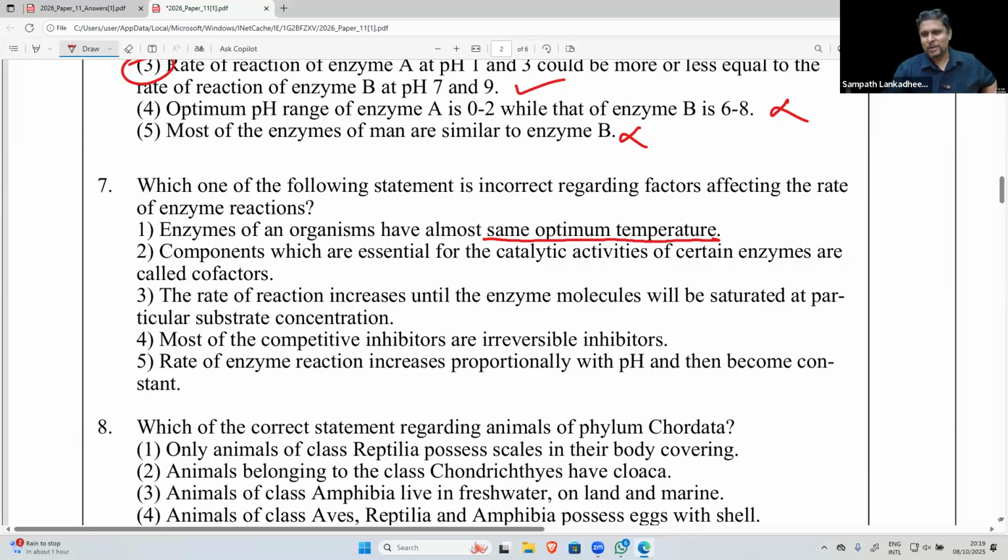Normally, if you take human beings, we maintain a 37 degrees Celsius body temperature. So which of the following statements is incorrect? I'll take the first one as correct, but I'll come back to that statement once again.